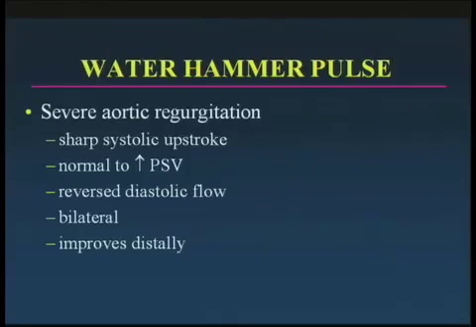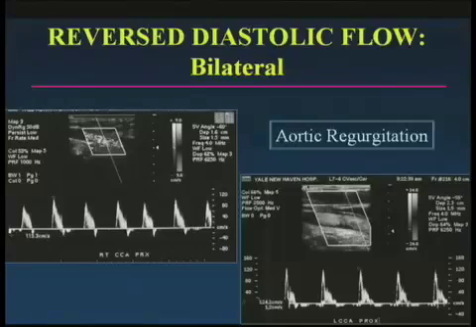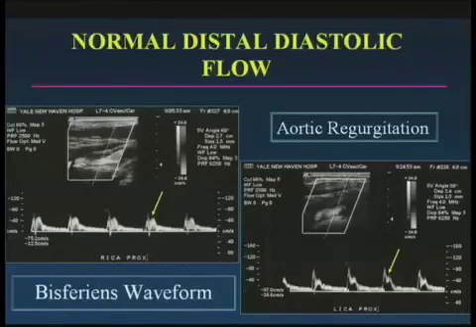The peak systolic velocity is normal to increased, but you see reverse diastolic flow in the common carotid arteries. It's always bilateral, but the waveform improves as you go distally. And here is another example where you see this abnormal flow in the common carotid arteries due to regurgitation.